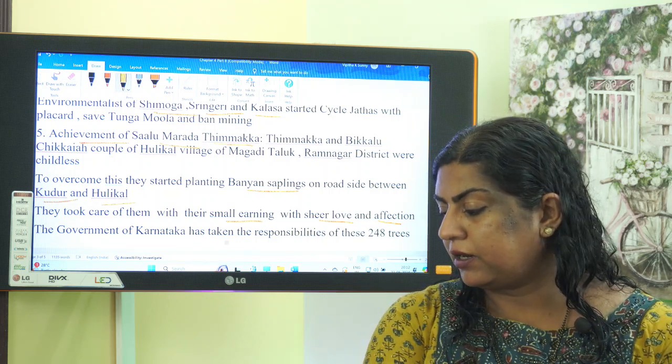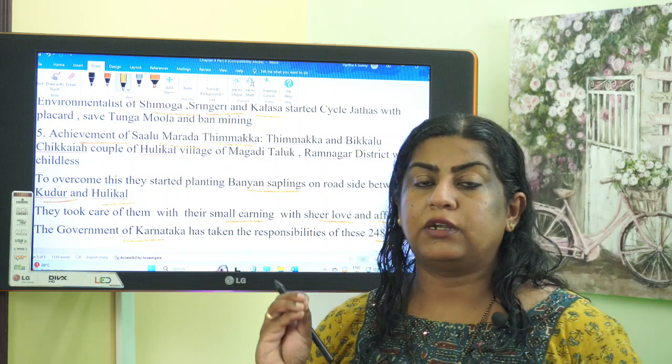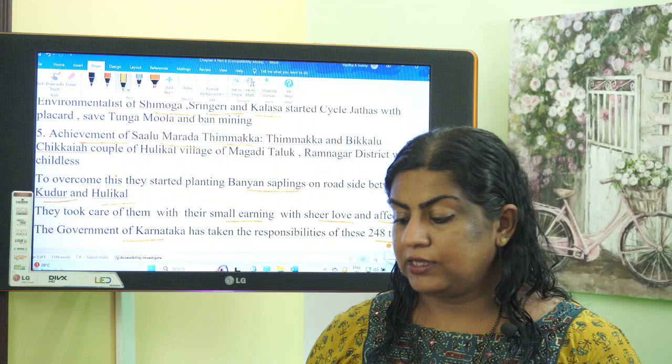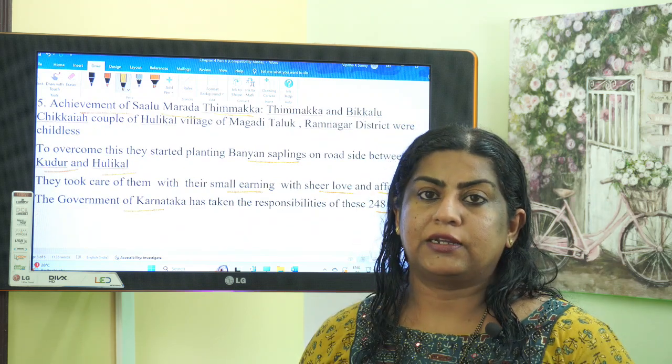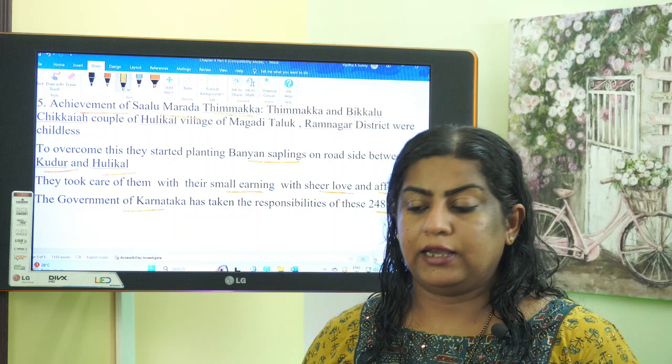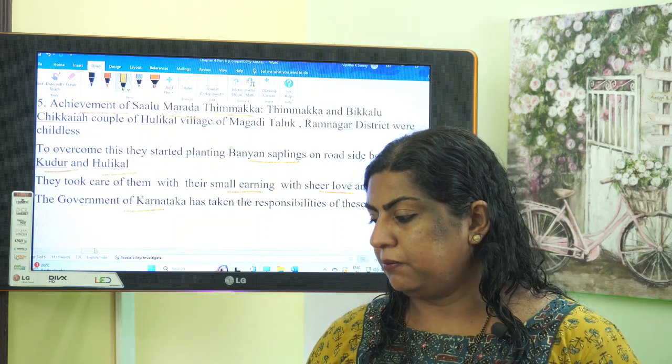The government of Karnataka has taken the responsibility of these 248 trees. Seeing this, the government of Karnataka has taken the responsibility of protecting these 248 trees. That is the achievement of Salumarada Timmaka.